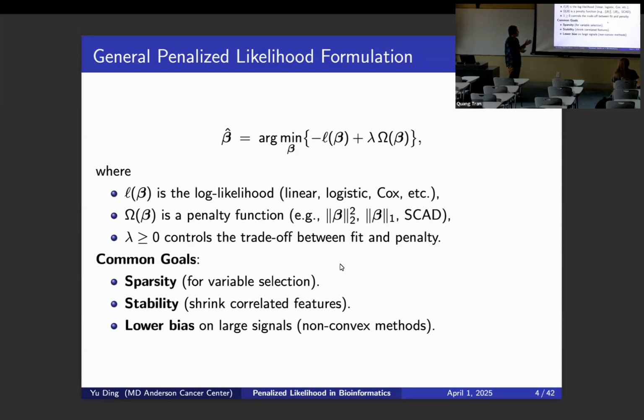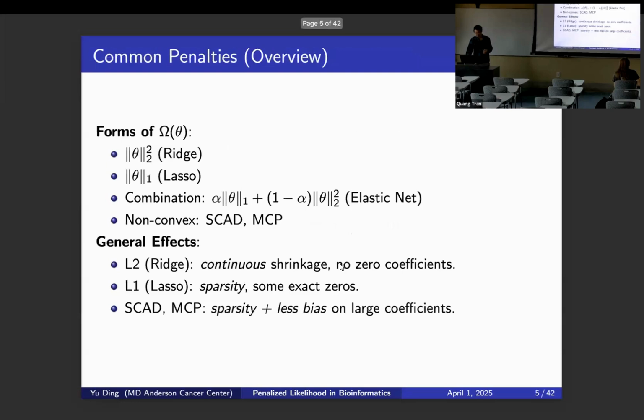And the third goal is called lower bias on large signals. I would like to say the second goal and the third goal, to some extent, share a similar understanding source. Okay. This is our motivation part.